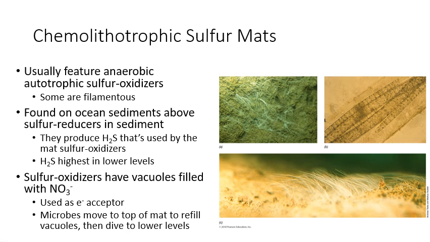Once their vacuoles are filled up with nitrate, they will dive deeper into the mat. They're going down to lower levels where you have more hydrogen sulfide. So once they're down at those lower levels, they're going to be using the hydrogen sulfide as their electron donor, using nitrate as their electron acceptor, producing organic carbon from carbon dioxide. Then that organic carbon is going to go to support the rest of the microbes in the mat. And once the sulfur oxidizers run out of nitrate, then they head back to the top of the mat to refill their vacuoles.